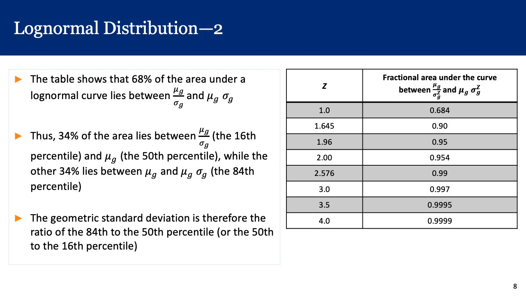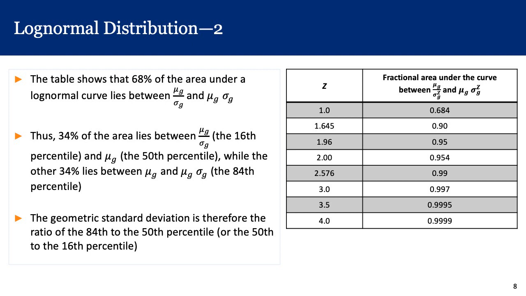Now we are talking, in fact, about the ratio or the product of mu g times sigma g raised to some power of z. So if z were equal to 1, then mu g divided by sigma g raised to the power 1 is in fact the 16th percentile. And mu g times sigma g is in fact the 84th percentile because the distance between the 16th and 84th percentile is 68%. And that's how we can understand the log normal distribution.